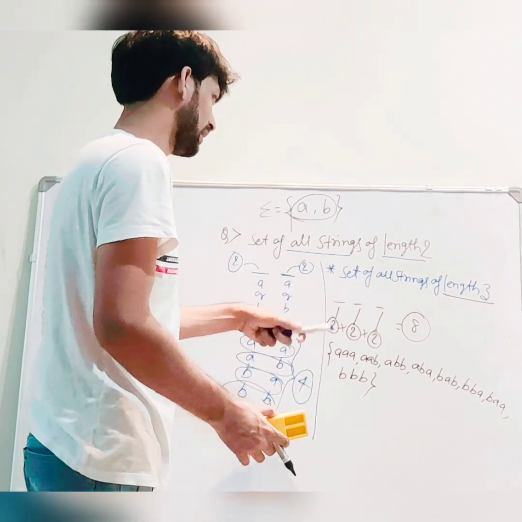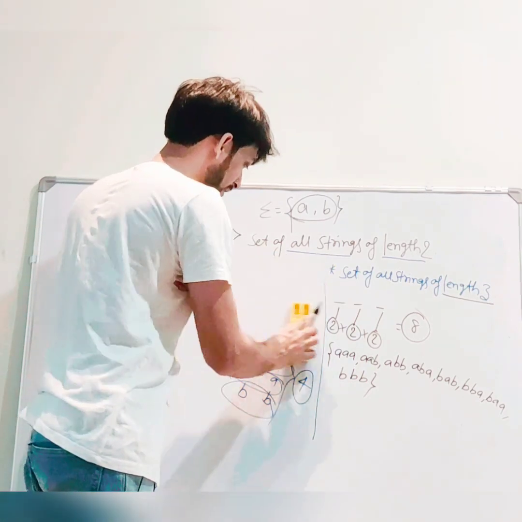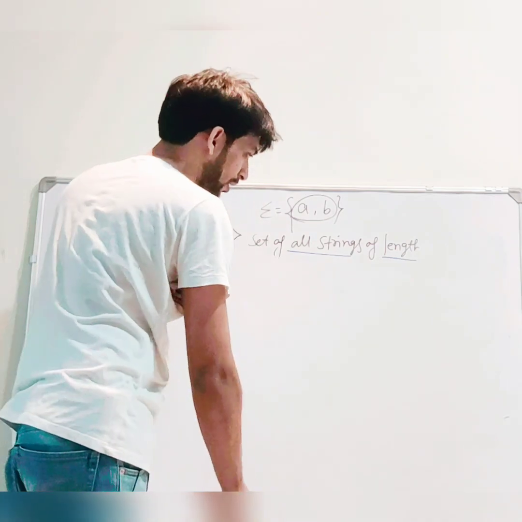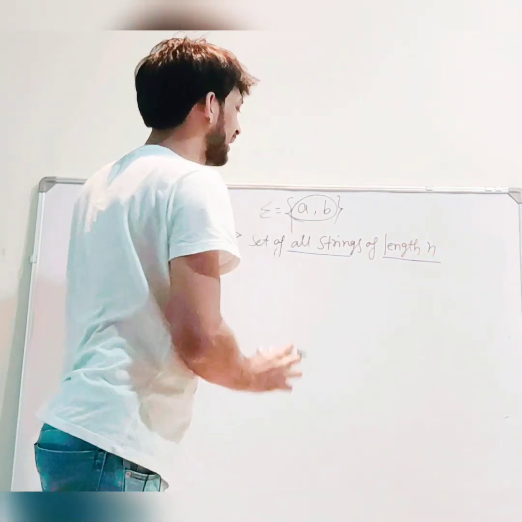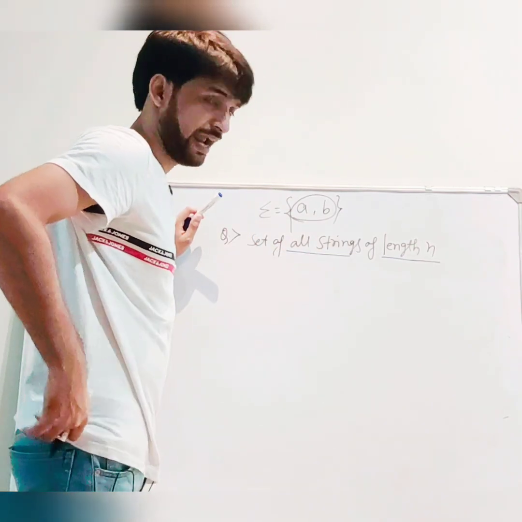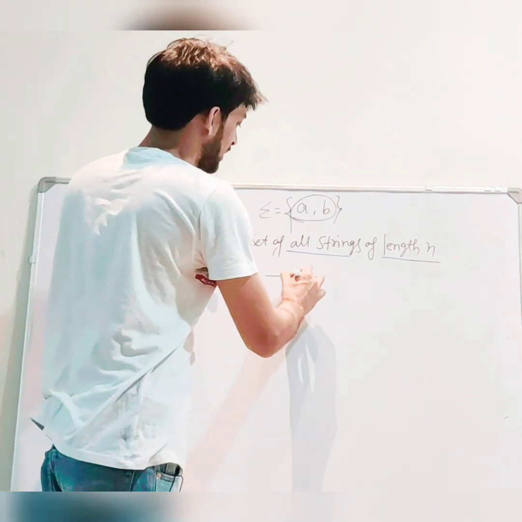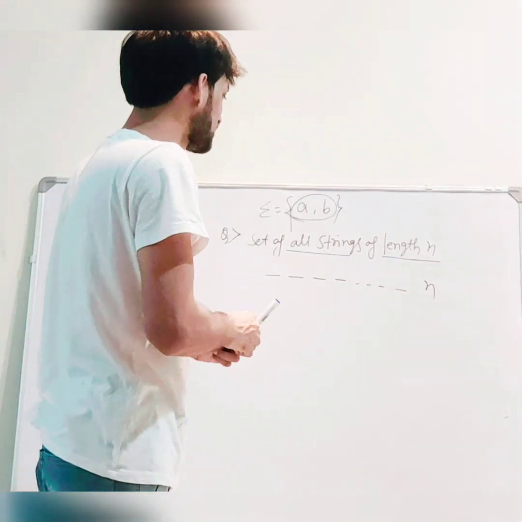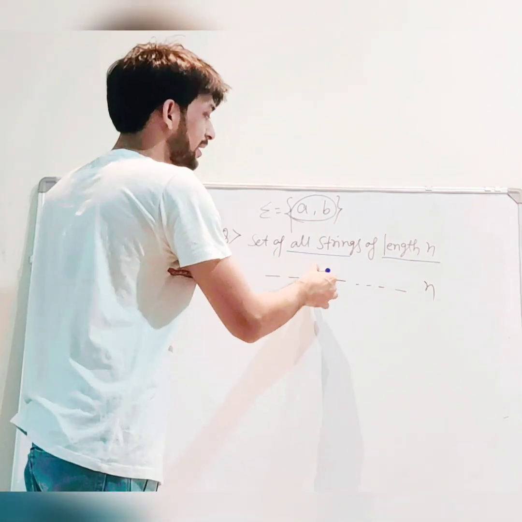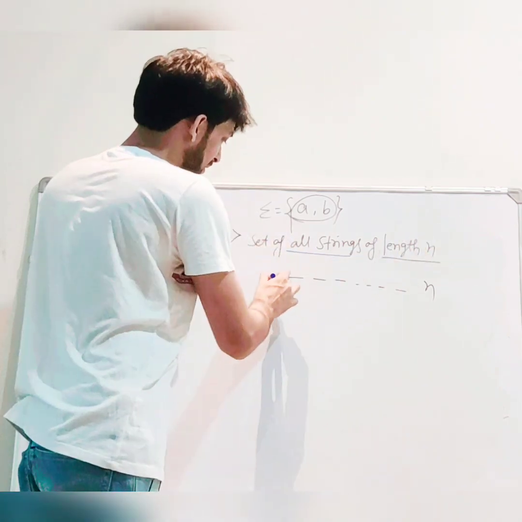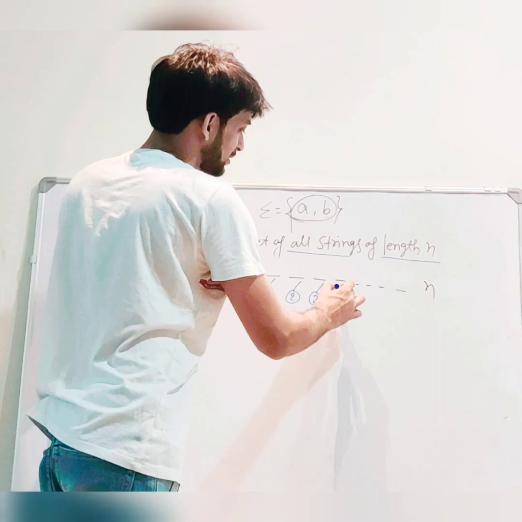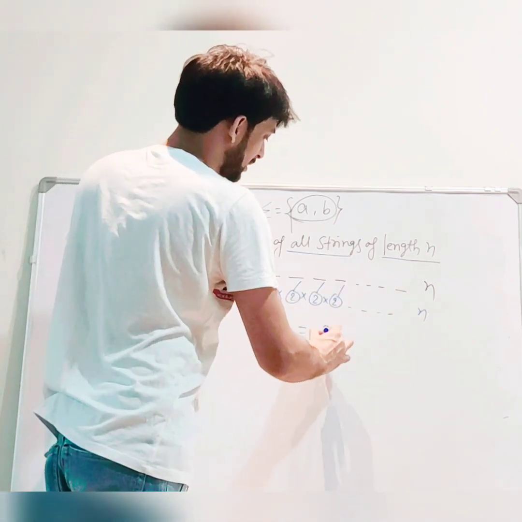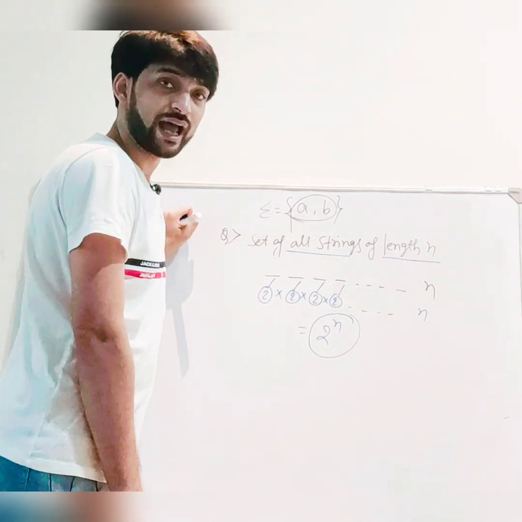Now just extend this question a little bit more. I want the set of all strings of length not 2, not 3, but length n. Okay, I want just the set of all strings of length n. So there are totally n spaces, 1, 2, 3, 4, so on to n. Each space can be filled with either A or B. So this can have 2 choices, this can have 2 choices, and so on n times, right? So 2 cross 2 cross 2, n times, which is nothing but the number of strings can be 2 to the power n. Okay.